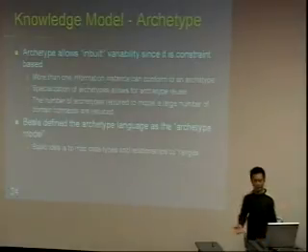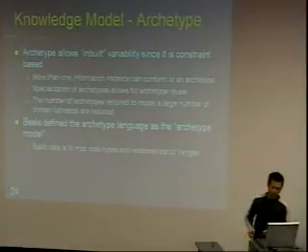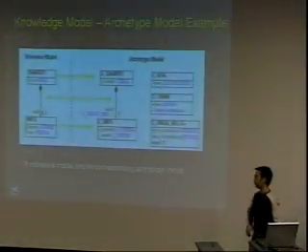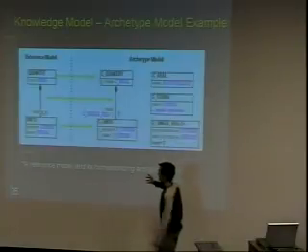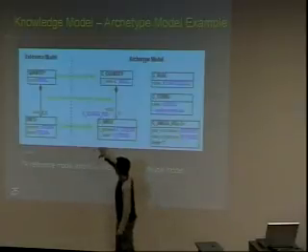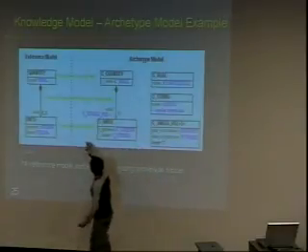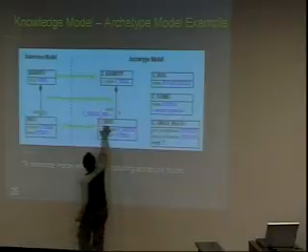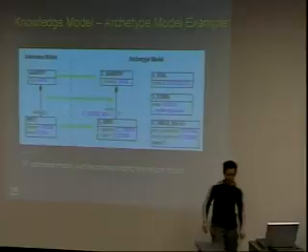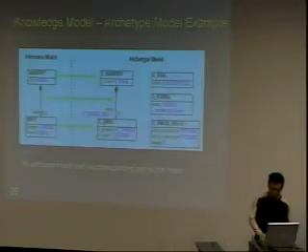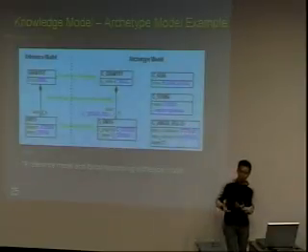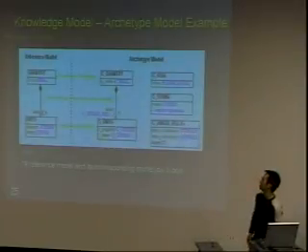BL defined the archetype language as the archetype model. I'll show you an archetype model example. So basically, it's reiterating the same thing. All the data values are mapped into ranges. For example, here, this relation is mapped into a range of values. Another example here, which I didn't show before, is strings. A constraint for a string could be a regular expression.